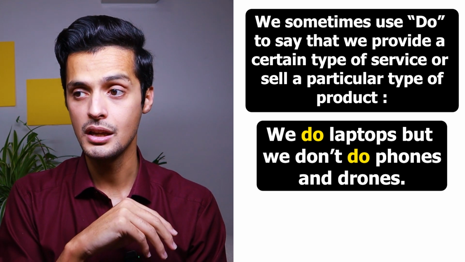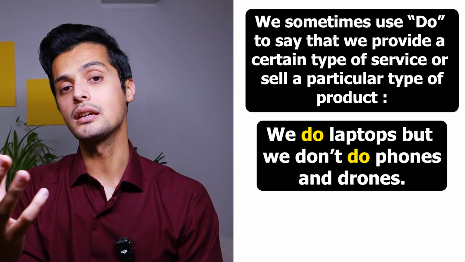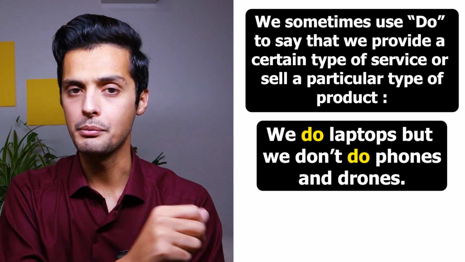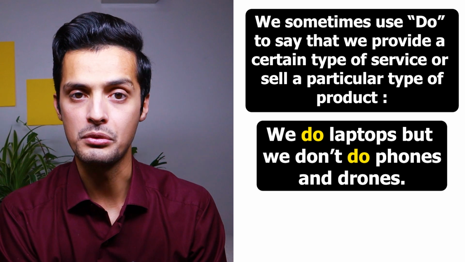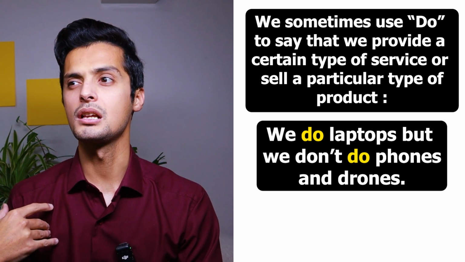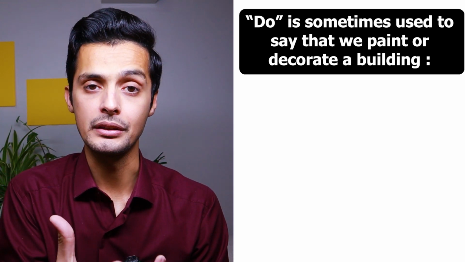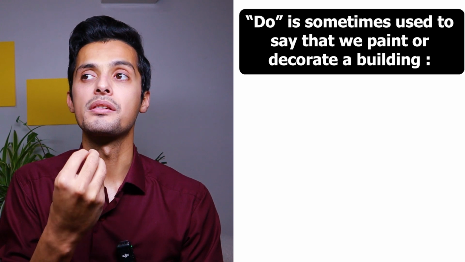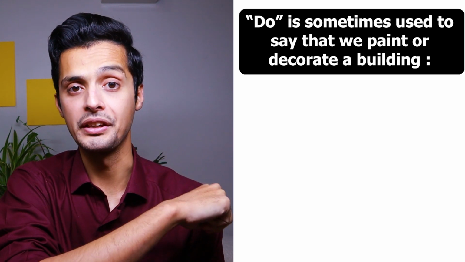So do can be used to say you either provide a certain type of service or sell a particular type of product. So we do laptops, but we don't do phones and drones, which means we sell laptops, but we don't sell phones and drones. All right, let's proceed to the next use of the verb do. We can use the verb do to say that you decorate or design or paint a building. So the verb do can be used with the meaning of designing, decorating, or painting a building, right?